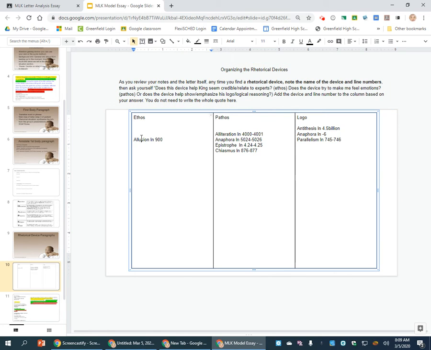And so I have some examples here, and these are real, of rhetorical devices I found, and I placed them in the columns that I thought they fit. So I thought that in lines 4,000 through 4,001, the example of alliteration was trying to make me feel sad. And so I put it in this column. Why are we doing this step? So that you can see which paragraph or which focus you want to have for your paragraphs.